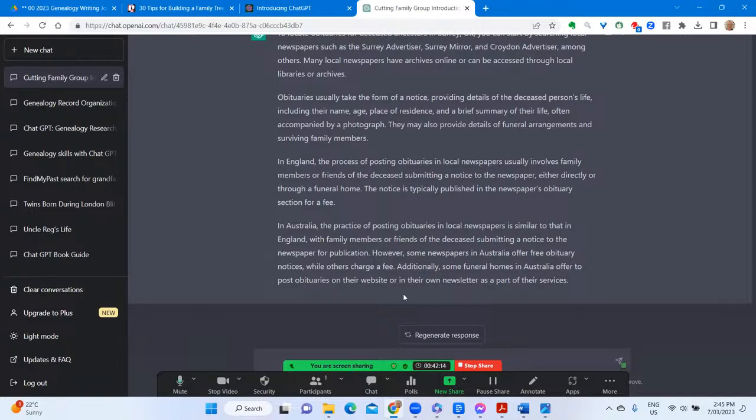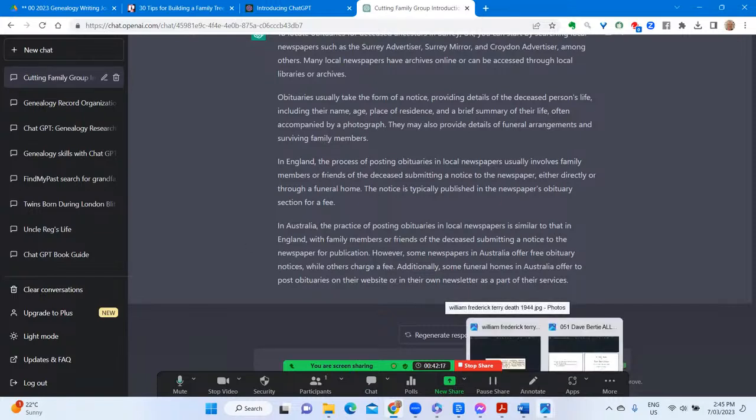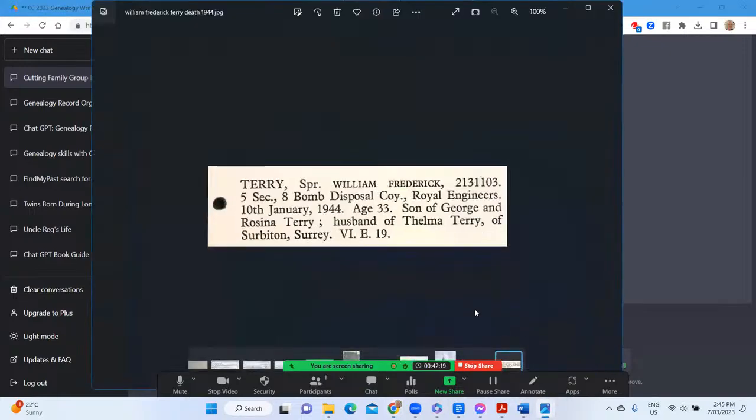So let me show you a couple that I found for my ancestors. This one is for the husband of my great-great-aunt, sorry, not the husband, this was the son, who was engaged in the bomb disposal company for the Royal Engineers and died in 1944 on the 10th of January, aged 33. He's the son of George and Rosina Terry, and Rosina is the lady who I mentioned. She's my great-great-aunt.